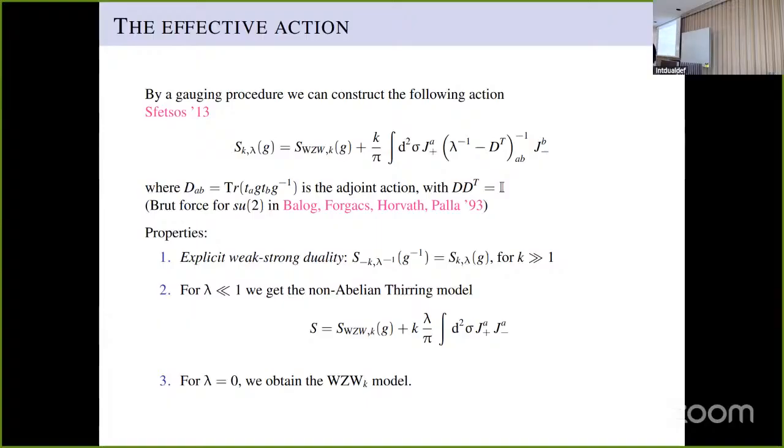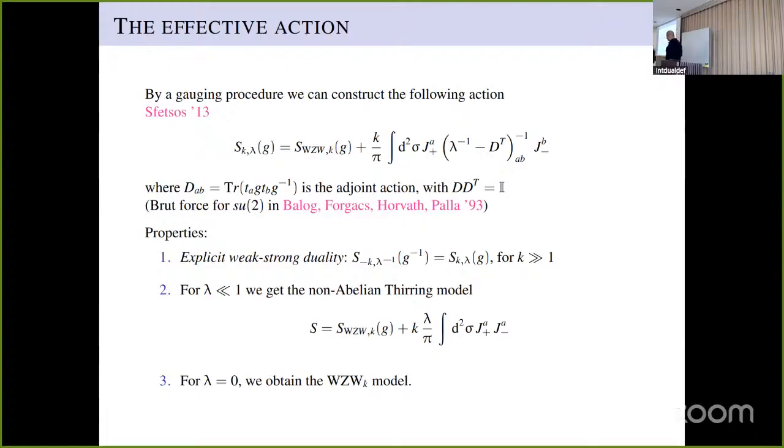So some properties. This action has an explicit weak-strong duality. What I mean by that is, at this level, my parameters are the group element, the level, and the coupling. If I take the level formally, so that in the parameter space I have k and lambda, and take lambda to lambda inverse and k to minus k, and g to g inverse, this is a symmetry of the action.